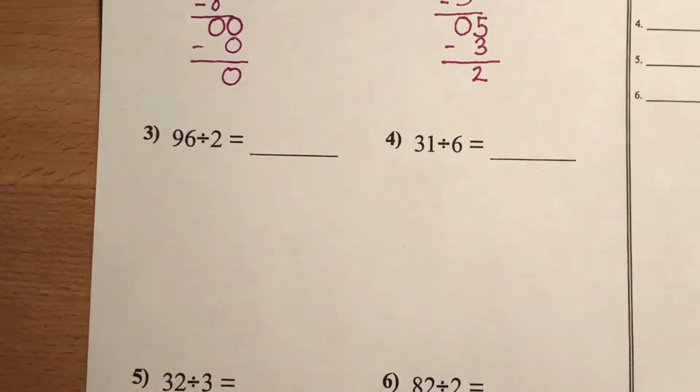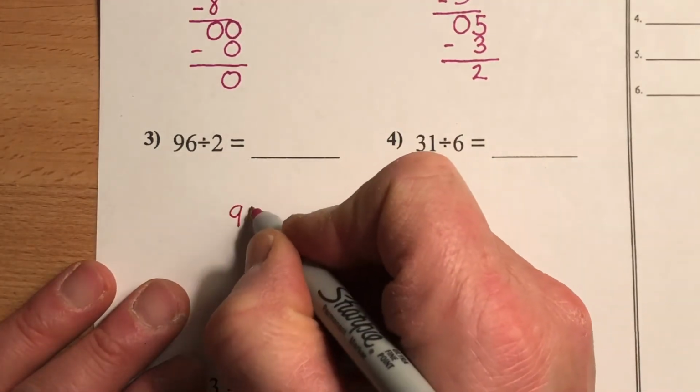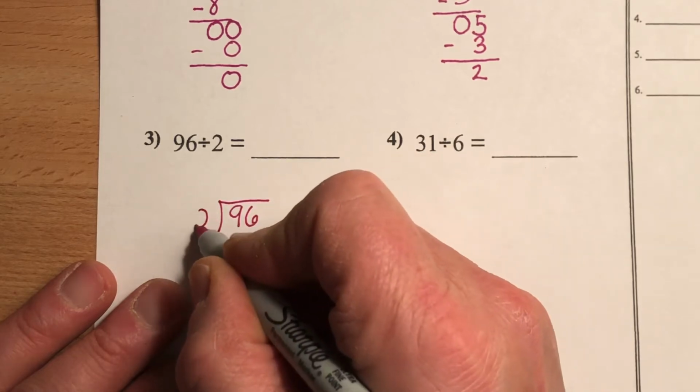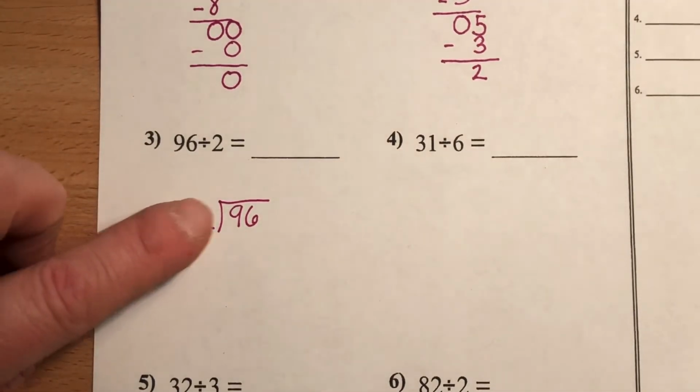All right. 96 divided by 2. I can do this. So I'm going to write down my 96, my dividend, this total number I'm dividing, divided by 2. I'm splitting it in half. Okay? So what I have here is 2 fits into 9.